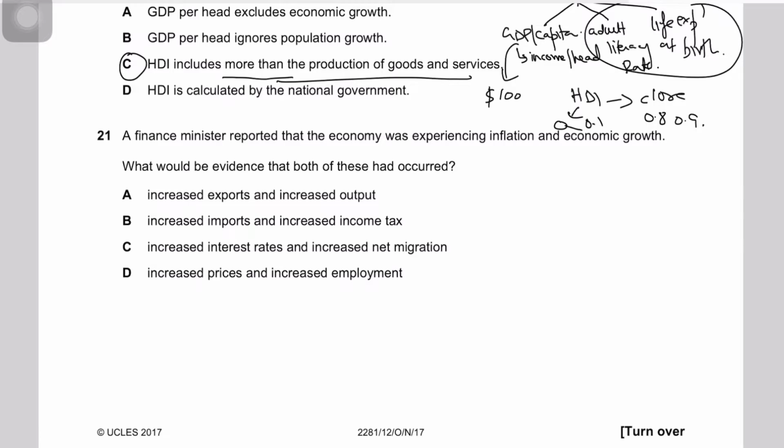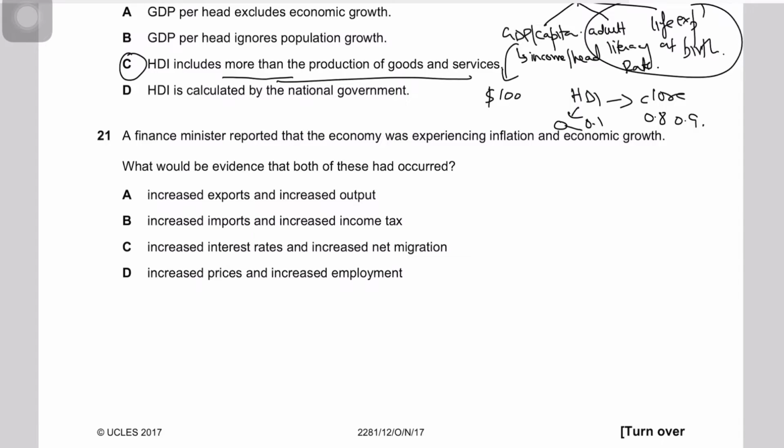Increased imports and increased income tax: again, if imports are rising, your economy should experience deflation instead of inflation, which is a fall in the price level. And if your income tax is increasing, that should reduce your disposable incomes and hence reduce your consumer expenditure, hence reduce your AD, and hence reduce your inflation. That would result in falling prices. Increasing interest rate would reduce borrowing, and hence consumer expenditure and investments both will fall, because consumers will borrow less and firms will borrow less, hence they will invest less and consumers will spend less, and as a result AD will fall, hence deflation would occur.